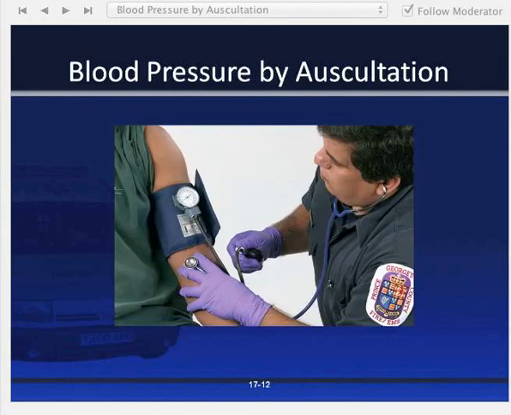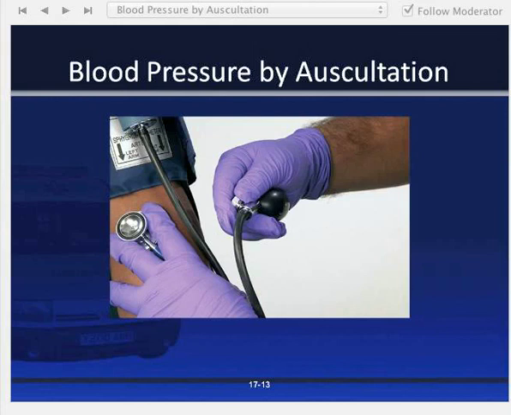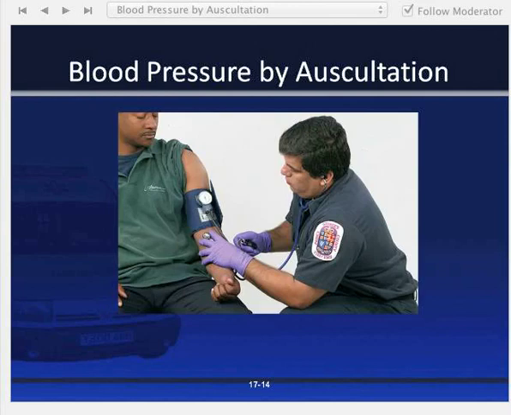Step 4. While watching the gauge, deflate the cuff slowly and evenly at a rate of 2 to 3 millimeters of mercury per second. Listen for sounds. The first sound is the systolic pressure and should be near the point where the radial pulse disappeared. Step 5. Continue to deflate the cuff, noting the point at which the sounds disappear. This is the diastolic pressure. Deflate the cuff completely and record the blood pressure as systolic over diastolic pressure.